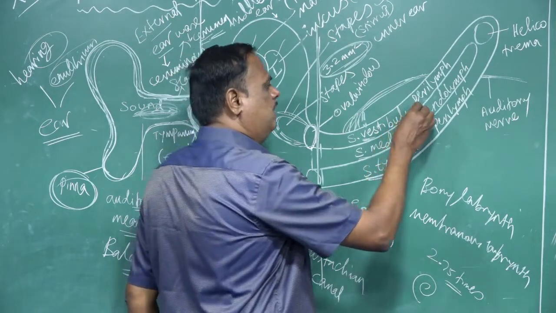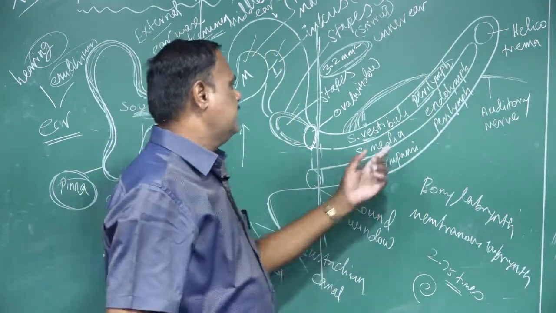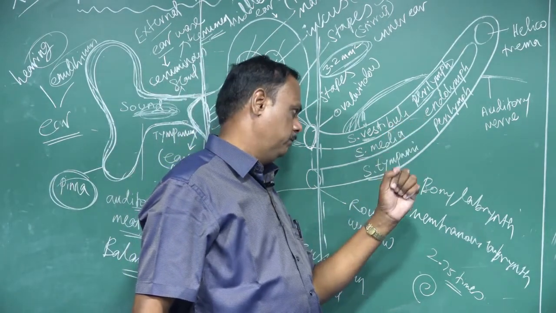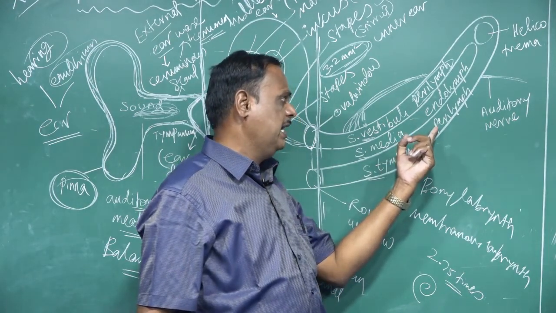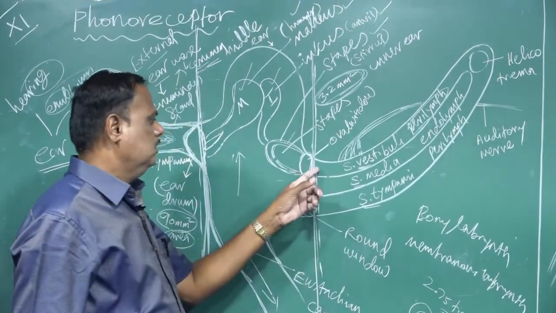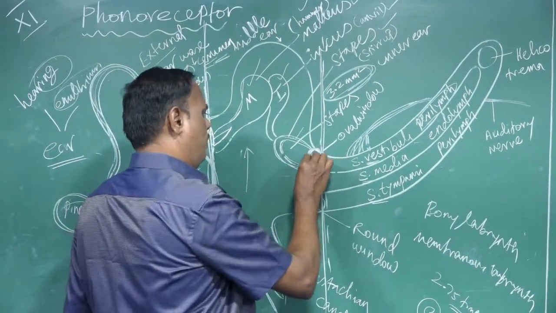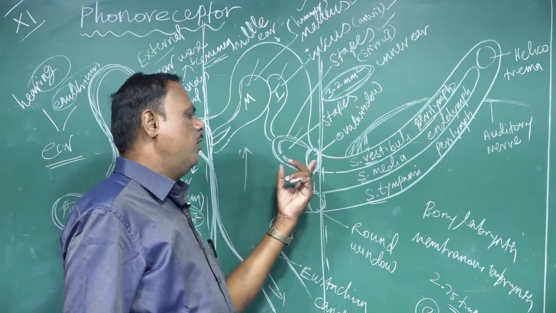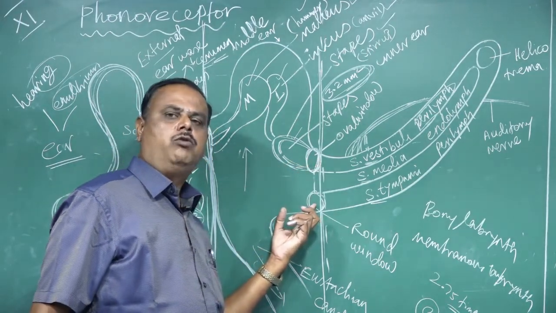Scala vestibuli is filled with a fluid-like substance called perilymph. Scala media is filled with a fluid-like substance called endolymph. The lower chamber, scala tympani, is completely filled with perilymph. At the base of the cochlea there are two membranous openings. One is called the oval window, and below the oval window is the round window.